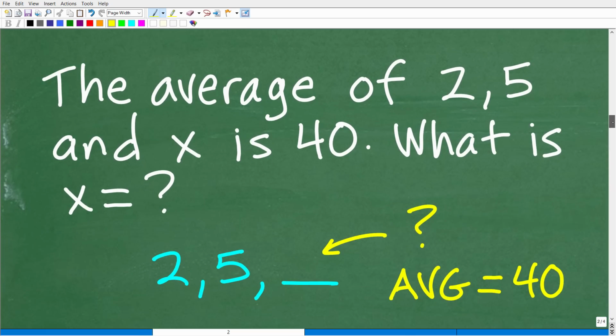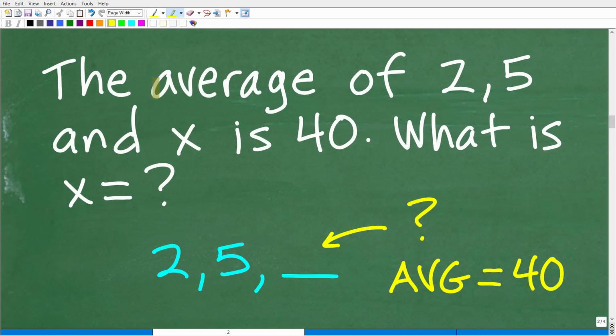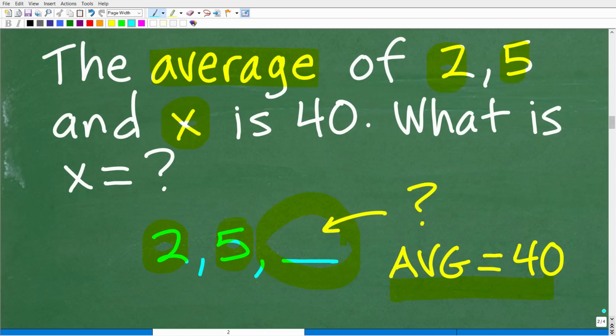All right, so here's our problem. Now that we have a great understanding of the average, let's use some common sense here to think about what the answer could be. We'll get to the actual solution in a second, but the average of 2, 5, and x, where x is some number, is 40. So I have 2, I have 5, and then some number here, and I know the average is 40. What do you think this number could be? Is it going to be a small number or a large number? Think about that for a second.